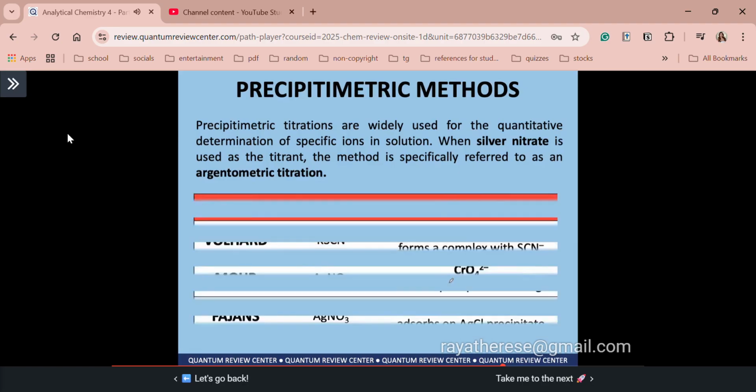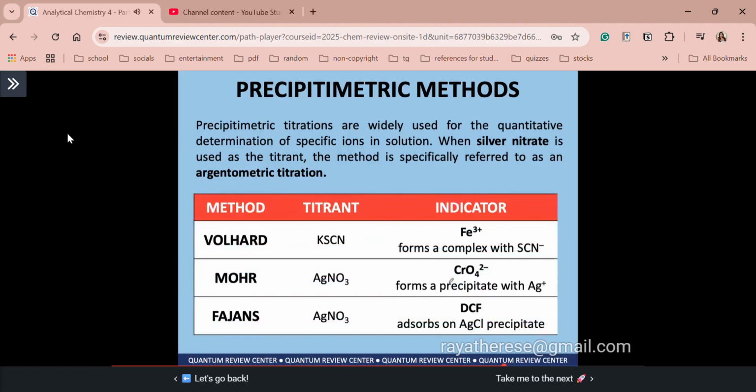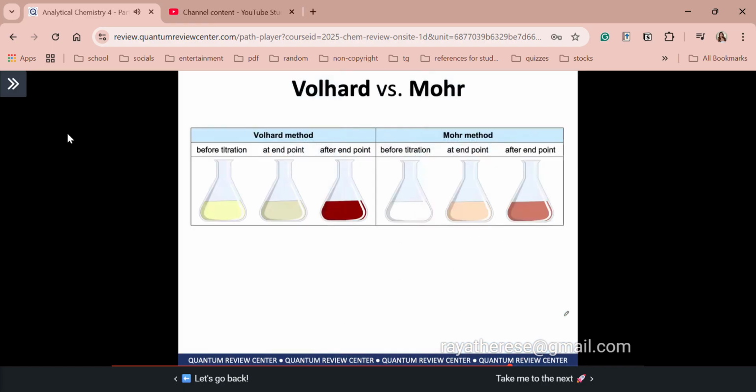Well, I'll give you another way to summarize it. So here are the titrants in the 3 methods and the differences in their indicators. In Volhard, iron 3, the indicator, forms a complex with the titrant thiocyanate, also red in color. And then in Mohr, chromate is the indicator, and it forms a precipitate. You saw that red precipitate earlier. Then for Fajans, the mechanism is adsorption, which we will also have a video for later. Okay? So in your manual, these are the colors you can see.